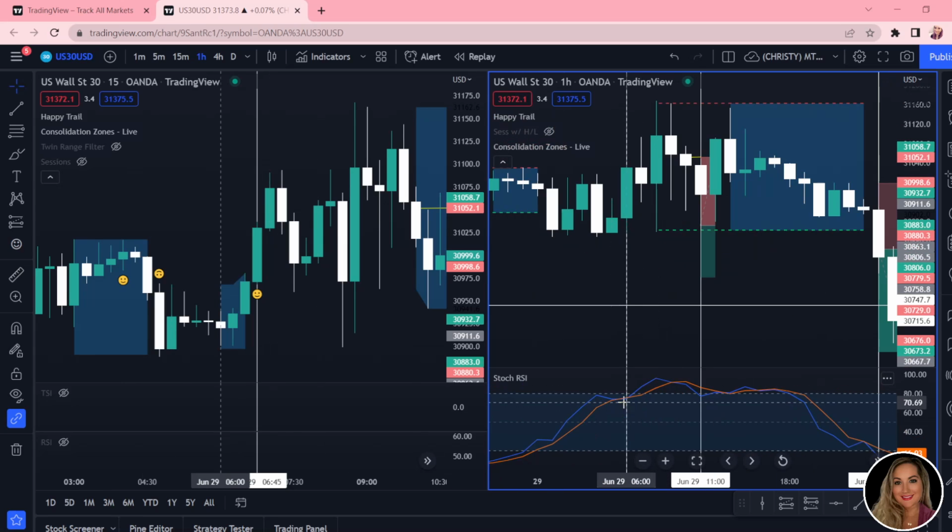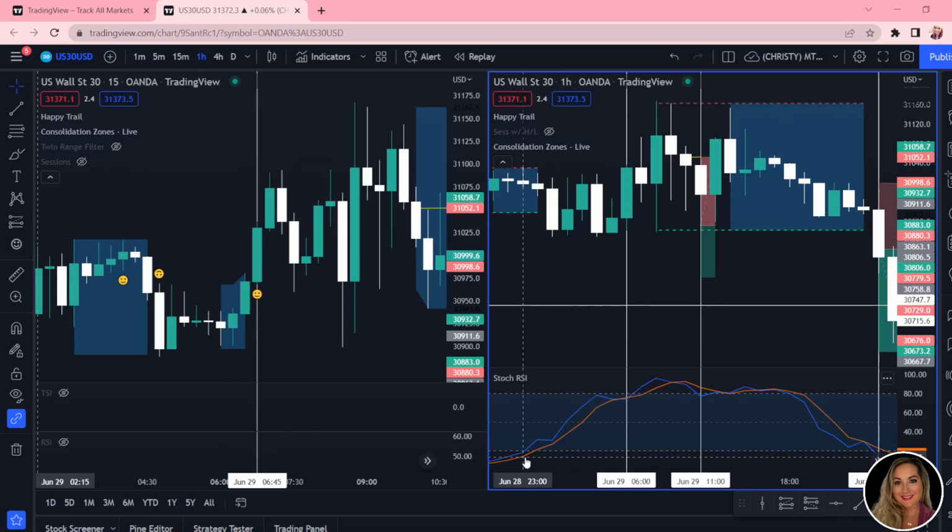When you zoom into the stochastic RSI, you can see that the crossing is actually downward. So at the time when you would be looking at this, the K and the D line would actually be crossing as if it was ready to go in a downward motion. So this actually would not be a valid trade for you guys to take.